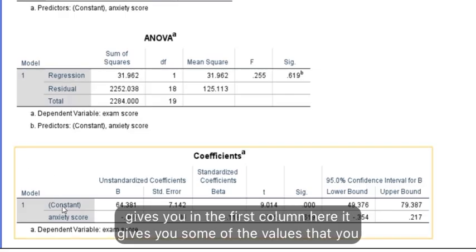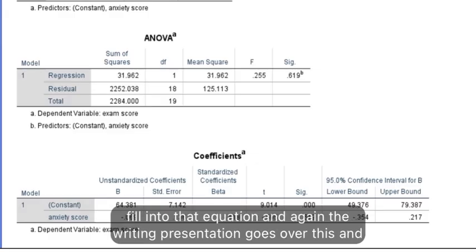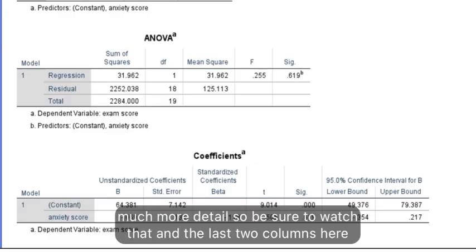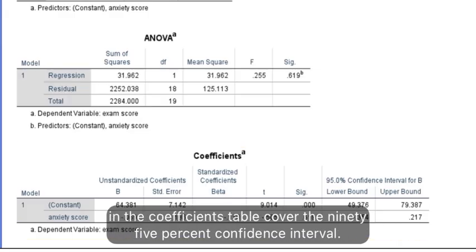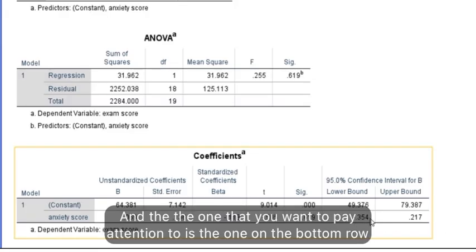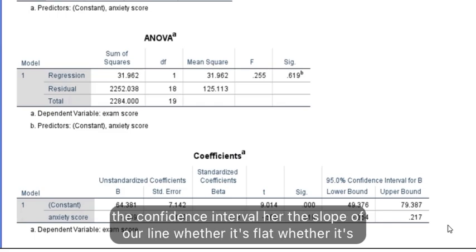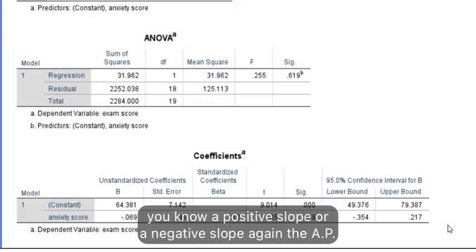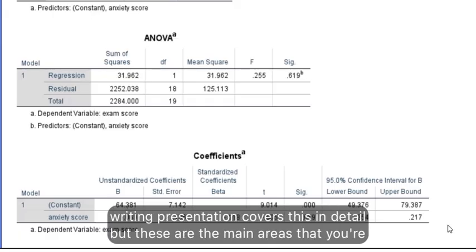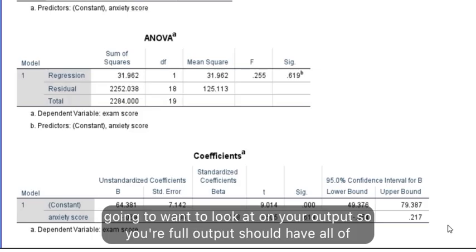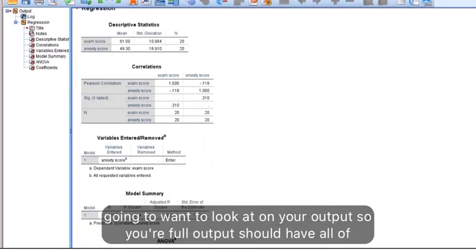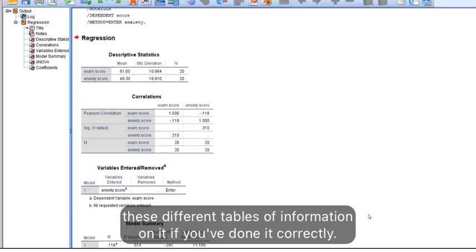This coefficients table gives you, in the first column, some of the values that you'll fill into that equation. And again, the APA writing presentation goes over this in much more detail, so be sure to watch that. And the last two columns in the coefficients table cover the 95% confidence interval. The one that you want to pay attention to is the one on the bottom row, where it says negative 0.354 to 0.217. That's the confidence interval for the slope of our line, whether it's flat, whether it's a positive slope or a negative slope. Again, the APA writing presentation covers this in detail. But these are the main areas that you're going to want to look at on your output. So your full output should have all of these different tables of information on it if you've done it correctly.